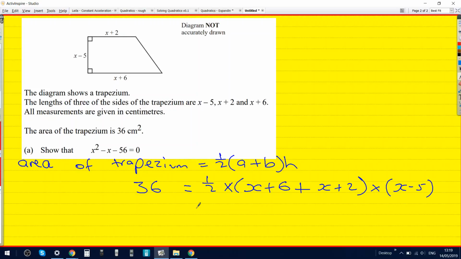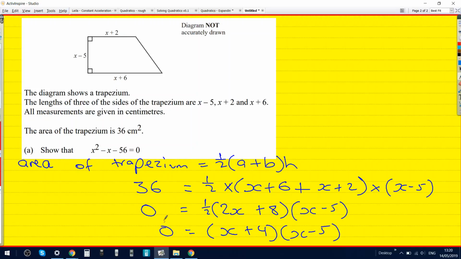And this is equal to 0. So if you were to simplify this, x plus x is 2x, 6 plus 2 is 8, times x minus 5. Half of 2x plus 8 is x plus 4. And you've got a minus 36. I brought the 36 over, so it would be equal to 0. And when you expand that, you get that. So the important thing is just write out the formula and sub into the formula.